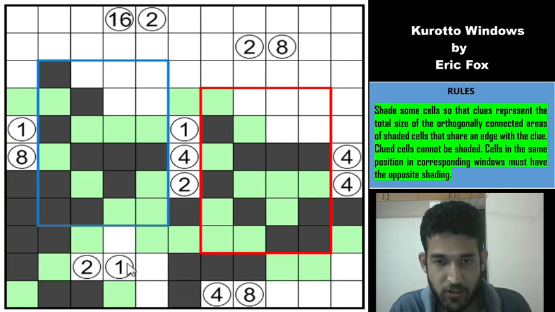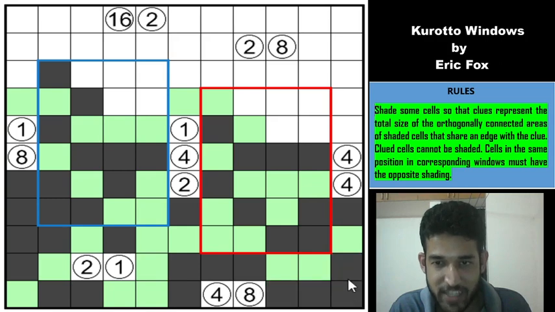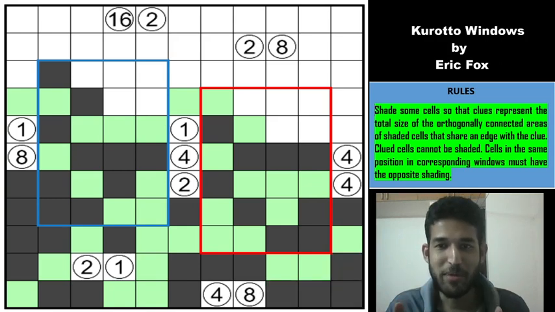4 cannot go and connect to the 1, so this is unshaded. And you will see that this 4 clue is already satisfied, which means this is unshaded. And for this 1 clue, this is shaded. And for this 8 clue, all these 4 cells would have to be shaded. Superb. Fantastic, guys. Really so much fun to solve.